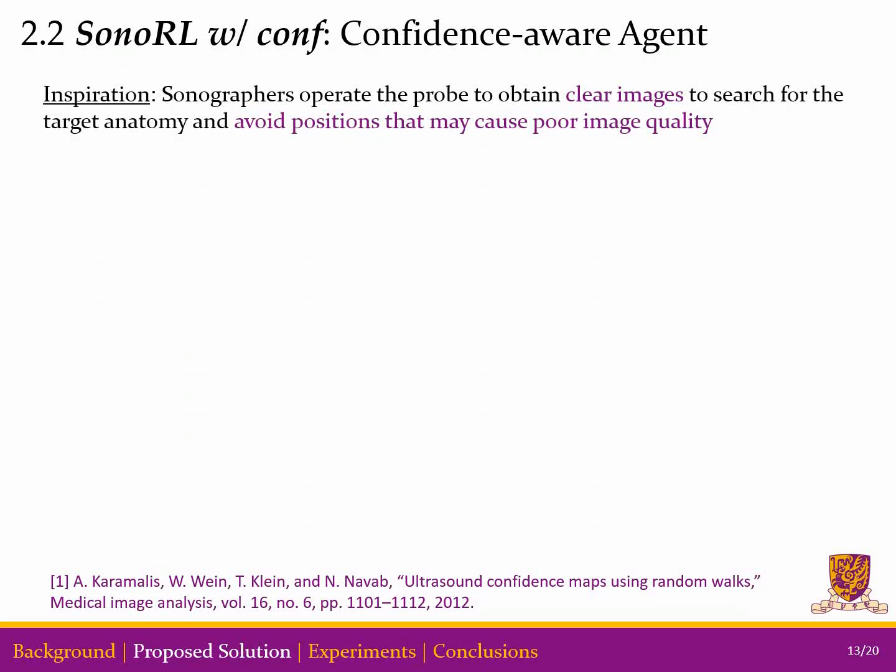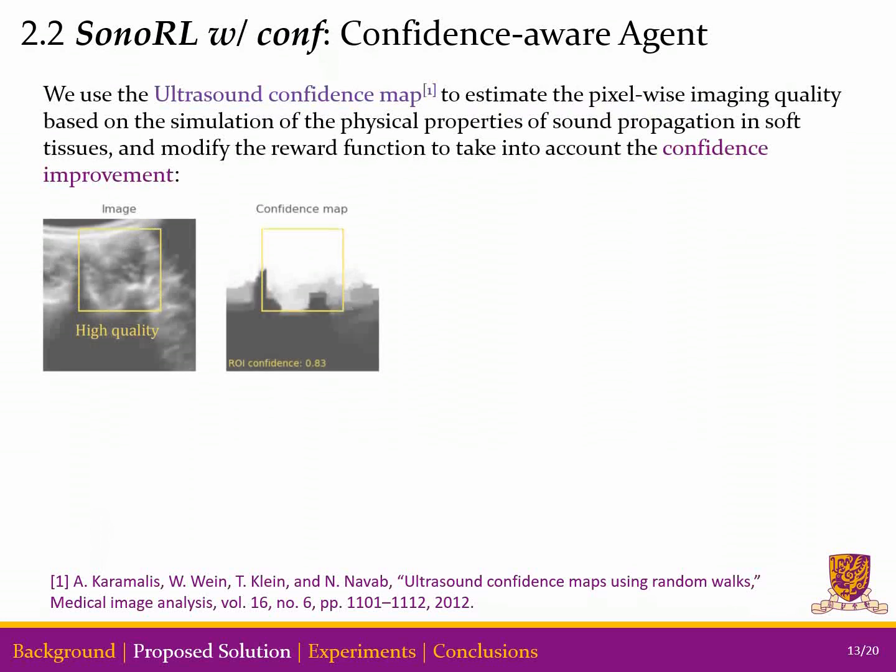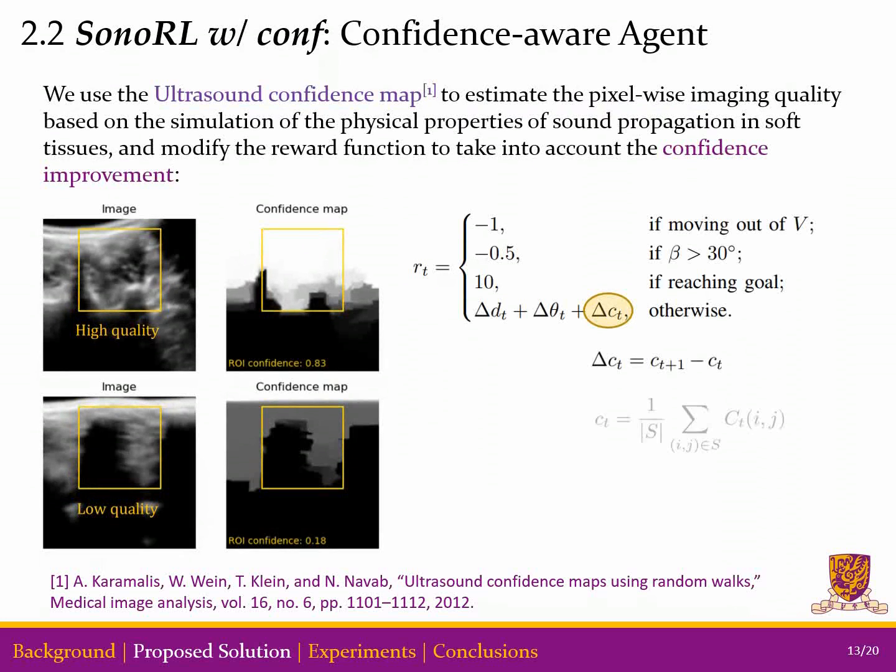Furthermore, inspired by the fact that the sonographer usually operates a probe to obtain clear images of the tissues while searching for the target anatomy, and avoids positions that may cause poor image quality, we propose to use the ultrasound confidence map to estimate the pixel-wise image quality based on the simulation of the physical properties of sound propagation in soft tissues, and we modify the reward function to take into account the image quality improvement ΔC.